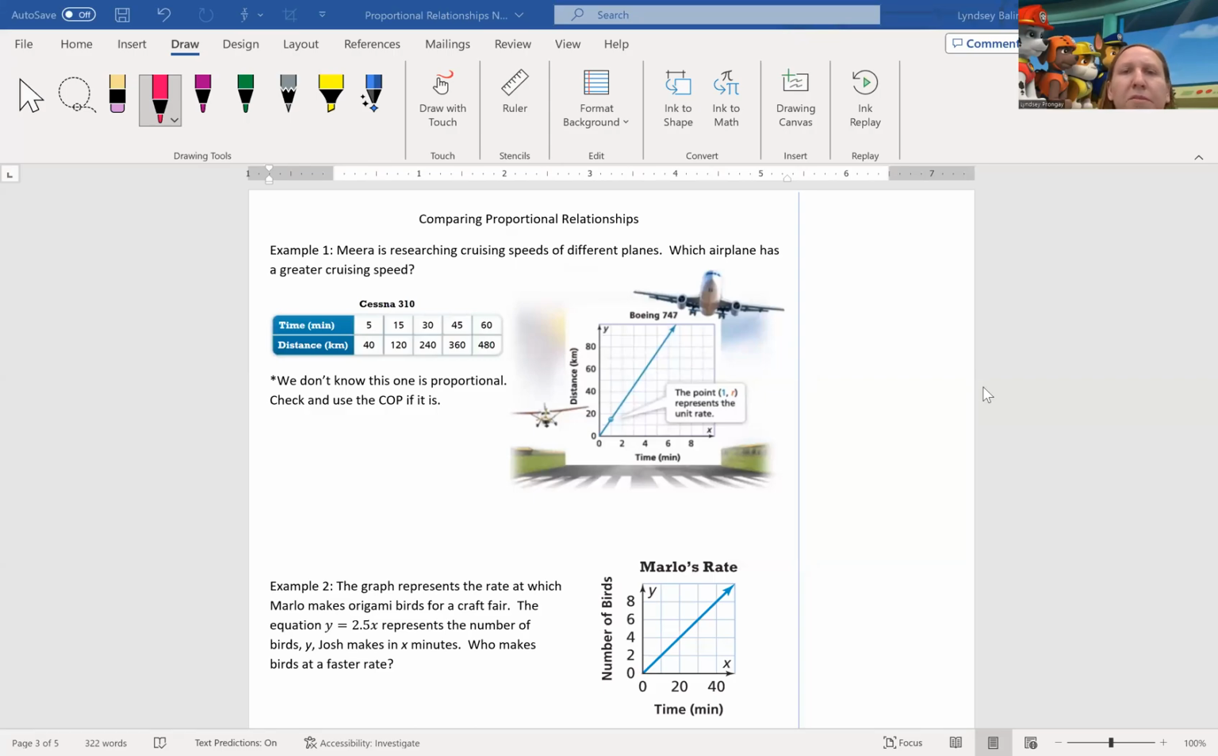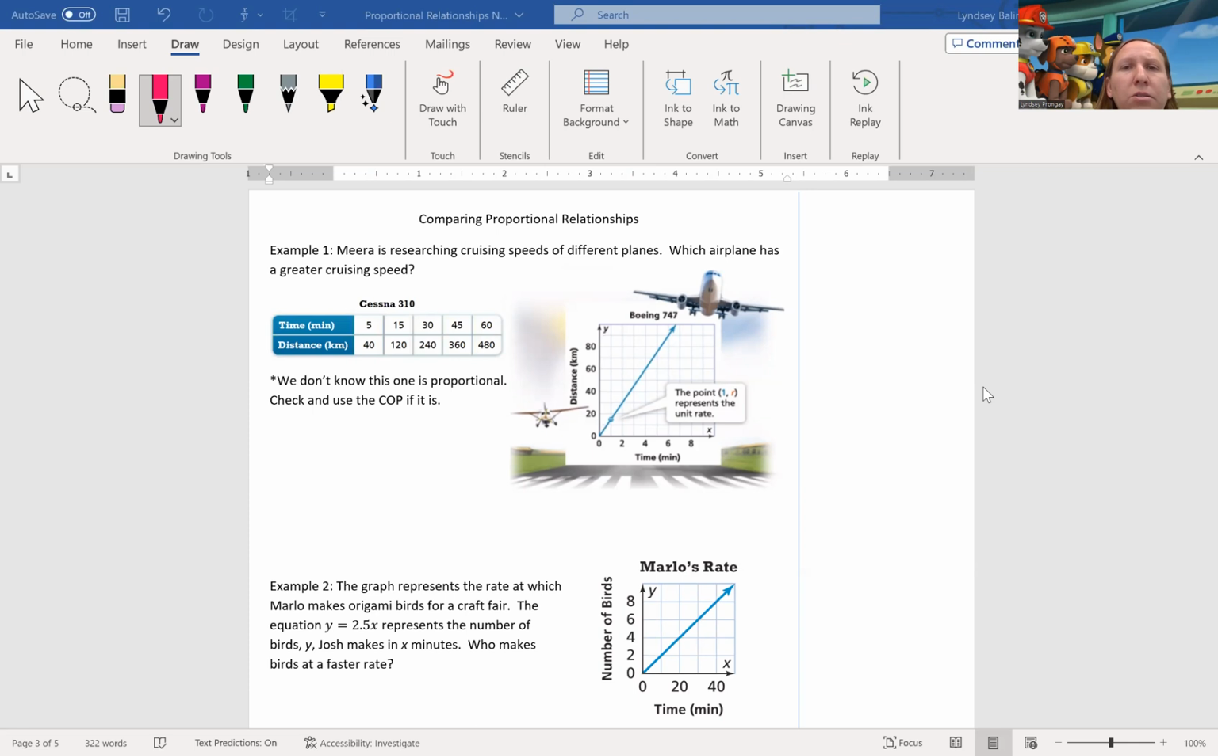Okay, so we have talked about how to determine if something is a proportional relationship. We talked about finding the constant of proportionality. Now we're going to put those things together and compare proportional relationships specifically in different formats. Okay, so we have example one.